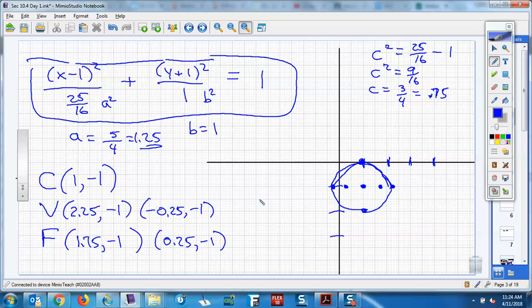Okay, what else did they want? Eccentricity. Eccentricity is C, 0.75, divided by A, 1.25, which is how much? 3/5 or 0.6, either one of those is fine. It's over a half, it's closer to 1, it's pretty circular, okay? All right, so there you go.